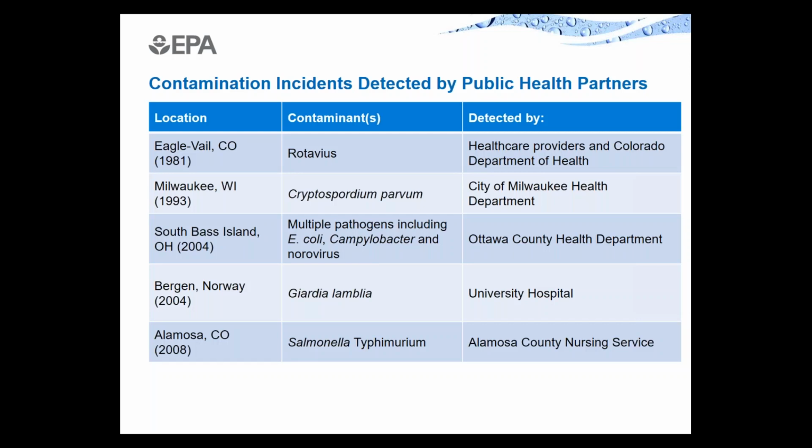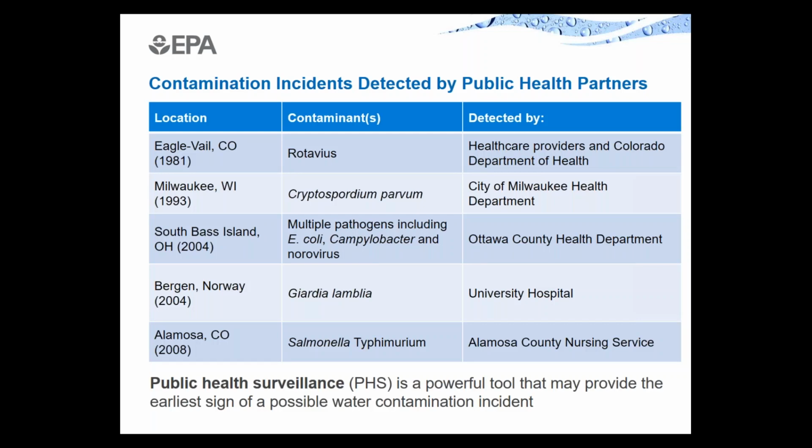And the column on the right-hand side shows the different kinds of public health entities that were involved in detecting these outbreaks. And some of these incidents are probably familiar to most of you, like Milwaukee and Alamosa. But there are some that are less well known, such as the 2004 waterborne outbreak of giardiasis in Bergen, Norway. And in fact, in a review of about 300 drinking water contamination incidents, we found that over 90% were first detected through public health signals. And this demonstrates that public health surveillance can be a powerful tool to provide an early sign of possible water contamination.